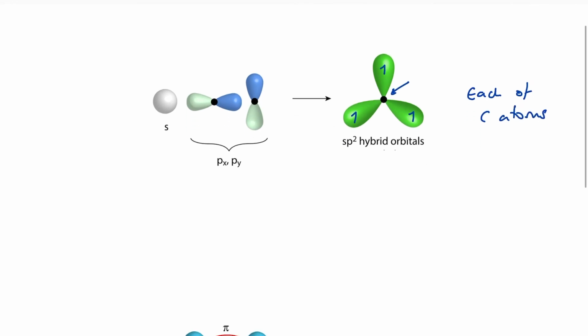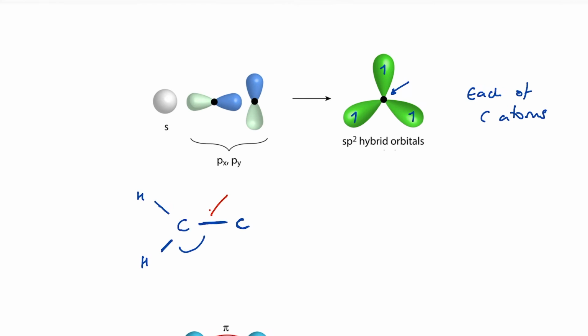So I have got a carbon atom. It's got these 3 sp2 hybrid orbitals. One of them is going to be used to form a bond to the other carbon atom, one to a hydrogen and the other to the hydrogen. And we can see here this trigonal planar geometry in operation.